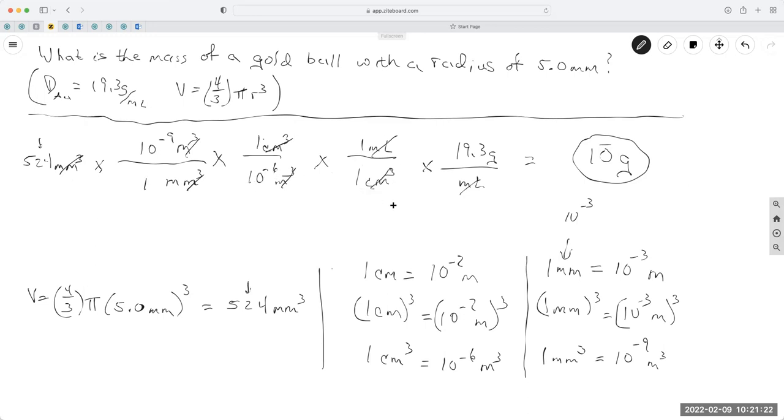No two ways. So you're trying to make cubic millimeters to a gram, right? I'm trying to make cubic millimeters cancel out. Yeah, I'm trying to get rid of that unit. Yes.